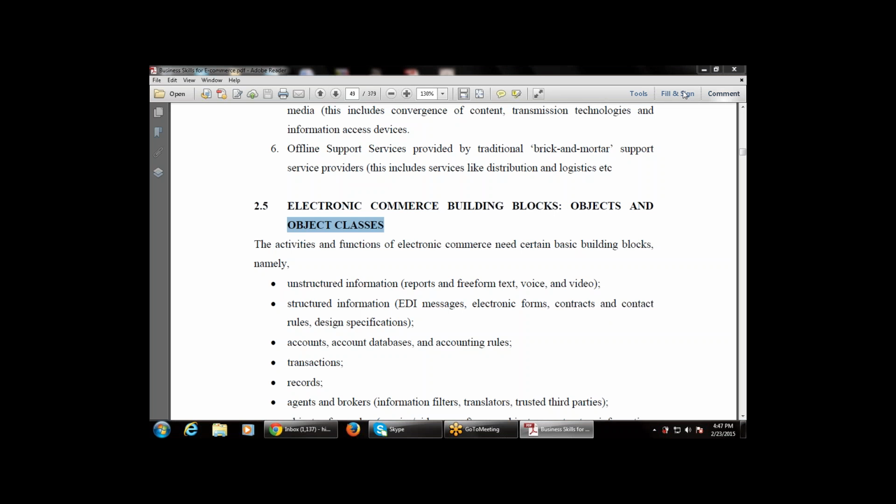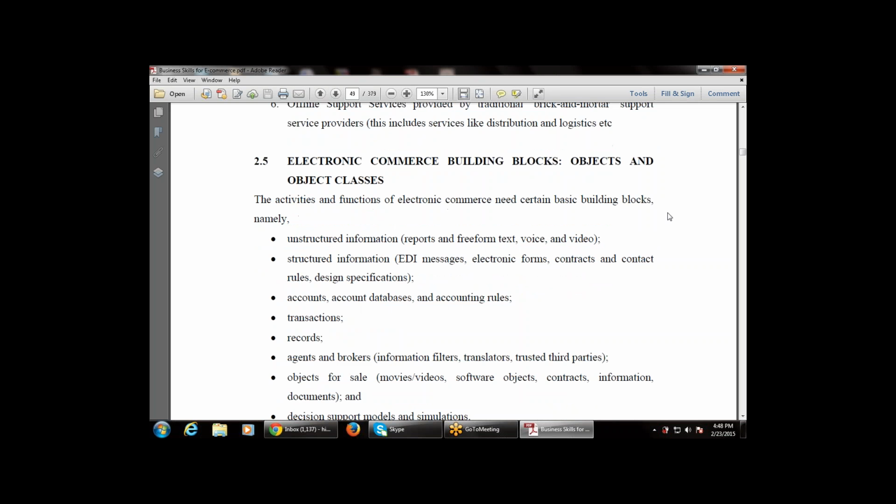So let's discuss what we covered in the last class and then move to today's topic, that is the next part of e-commerce, the framework of e-commerce, the traditional approach and the modern approach. So these are the building blocks, that is, objects and object classes. The activities and functions of e-commerce need certain basic building blocks.